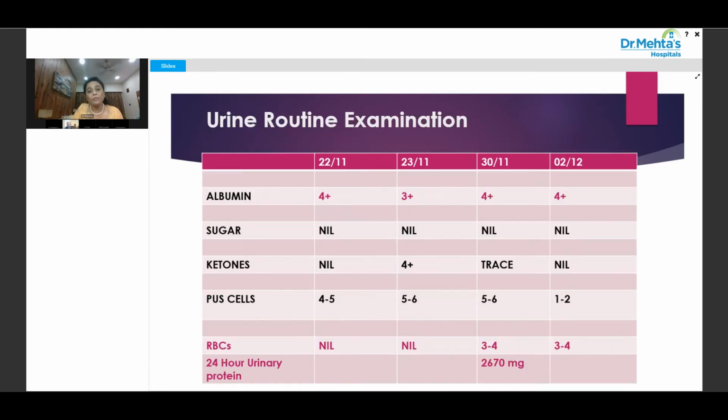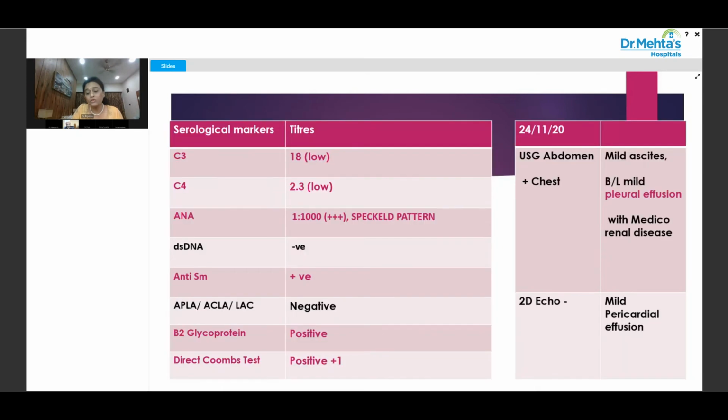Urine albumin showed nephrotic-range proteinuria, but there was no microhematuria. On quantification, 24-hour urine albumin was again in the nephrotic range. Because she was looking like SLE, a relevant immunological workup was sent. Her C3 and C4 both were low. ANA was positive, 1 in 1,000, but dsDNA was negative. We sent the ANA blot, which showed anti-Smith to be positive.